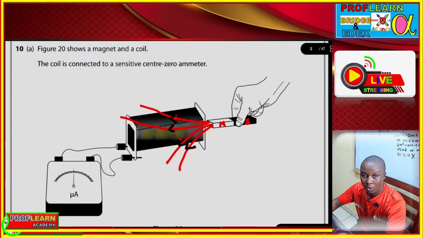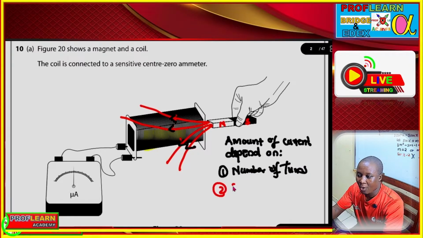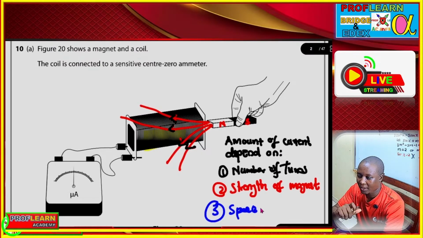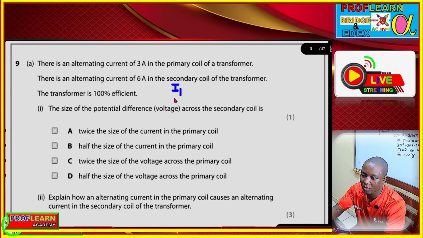I need also to mention, suppose they ask you how can you increase the amount of current induced? To increase the amount of current, there are a few things we can do. Number one is using more turns, or using a stronger magnet, or you can also increase the speed at which you are moving that particular magnet in and out of the coil.